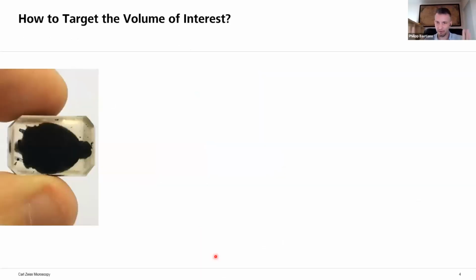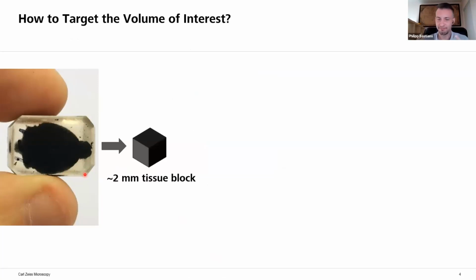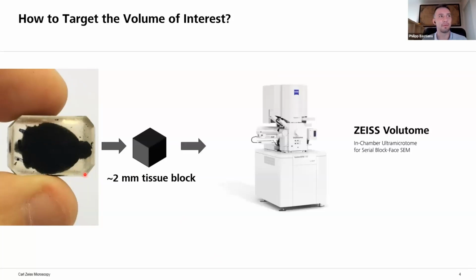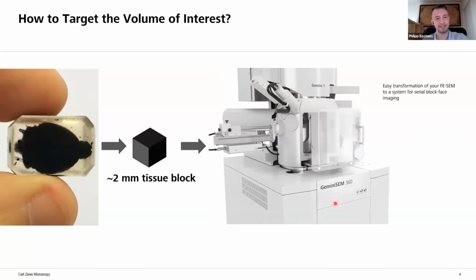So the workflow, before we even put it into an electron microscope, requires some heavy metal sample preparation: in this case, taking a mouse brain, exposing it to heavy metals, putting it into a resin block, and eventually we typically cut that sample down to our region of interest. And it always looks very trivial. We cut our tissue block out, maybe a tissue block of 1 to 2 millimeters. And eventually, in this case, I'm highlighting one of our new products that we launched recently, the Zeiss Volumescope, a serial block face SEM system.